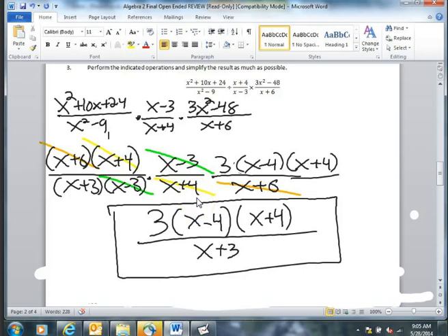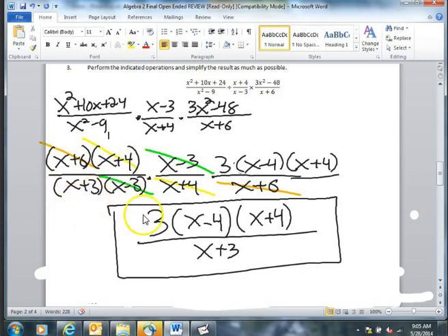Now, the x plus 4 right here could have canceled out that one. I chose to cancel out that one. Does it matter? No! Thank you, imaginary voice in my head. Doesn't matter at all. It can't do both of them. Only one for one. And the x minus 3s.